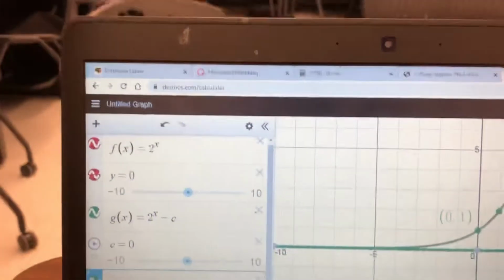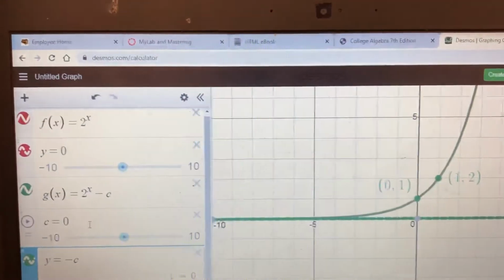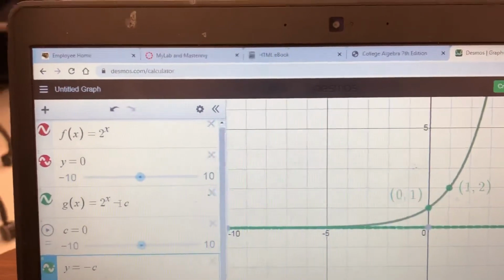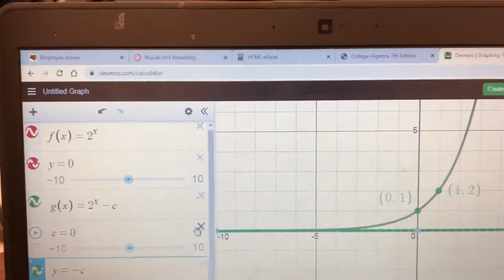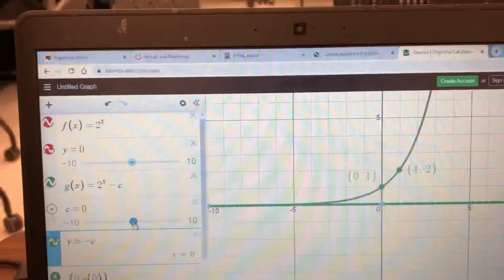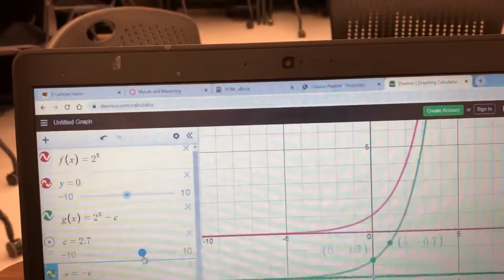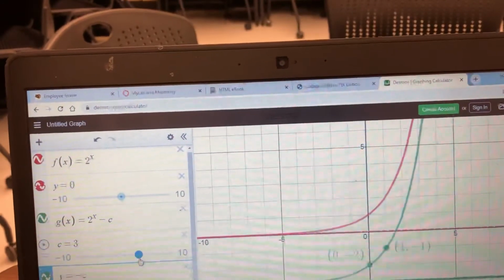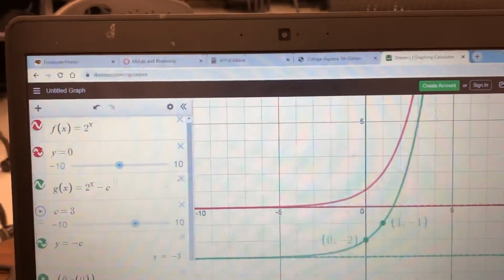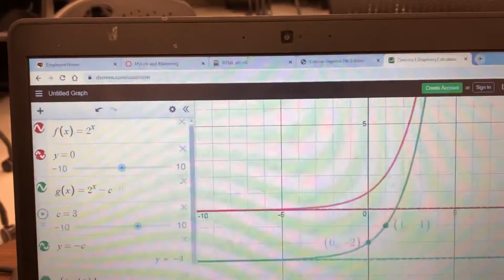Okay, so now I'm going to take this slider. Where's the arrow? There it is right there. And I'm going to move it to the right, which is going to make the c a bigger value. So I'll be subtracting a larger number. Now the suspicion is that everything's going to move down, and you would be correct. So let's put it right there. Right now it's thinking the c is 3, so this says 2 to the x power minus 3.